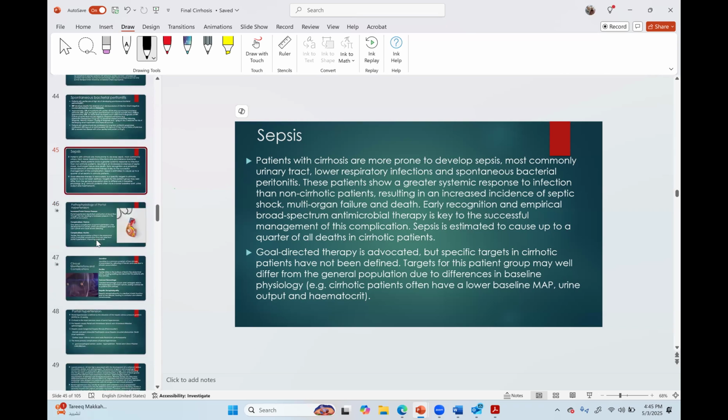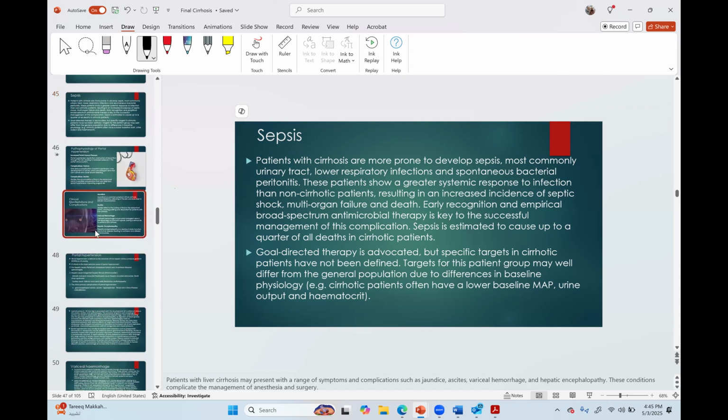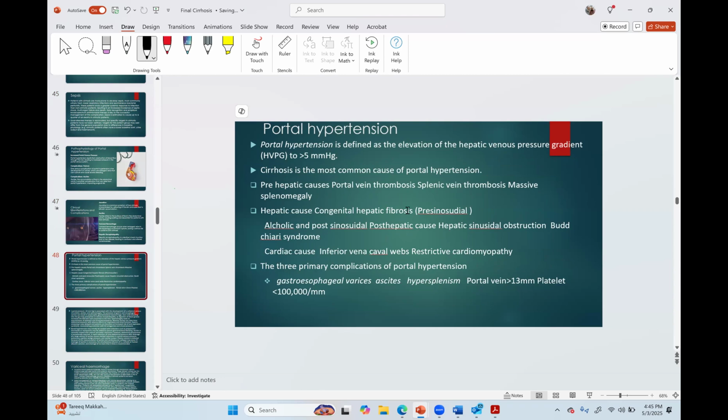Portal hypertension. How does it develop? Sir, due to structural damage to the liver, due to fibrous tissue scarring and nodular regeneration, there is increased resistance to blood flow in the hepatic sinusoids. So ultimately, it will result in portal hypertension. Whenever there is portal hypertension, the common sites of shunting: one is the esophagus, the rectum, anywhere else?